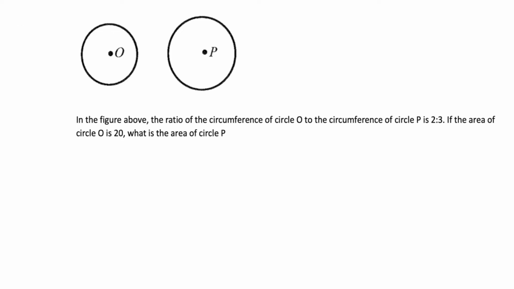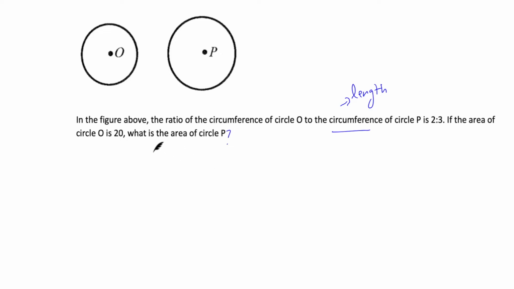In the figure above, the ratio of the circumference of the circle O to the circumference of circle P is 2:3. Now circumference is basically length. So we have the corresponding lengths. If the area of circle O is 20, what is the area of circle P?